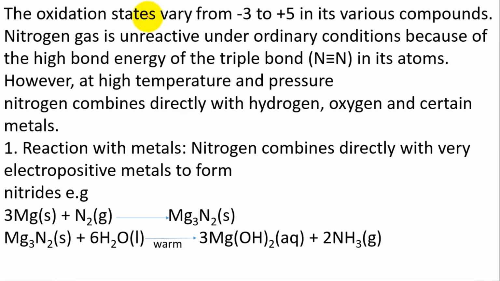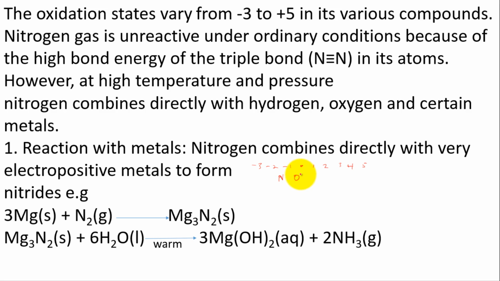Then the oxidation state varies from -3 to +5 in its various compounds. You need to understand this particular one. It means it can take from -3, like we have -3, -2, -1, 0, 1, 2, 3, 4, then 5.